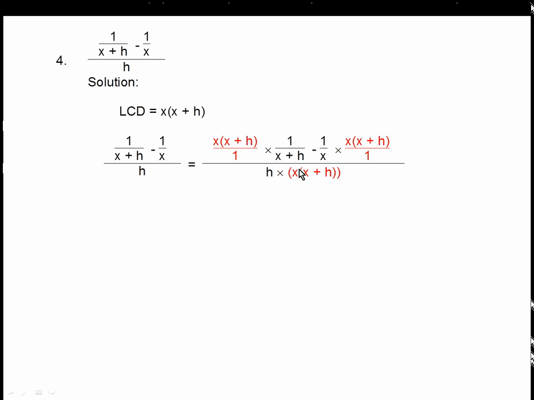Okay, let's do some canceling. X plus h cancels. X cancels. Okay, nothing cancels in the last one. In my numerator, I'll have x times 1 is x. So x minus x plus h. My denominator, I'll just leave it as hx times x plus h. Again, don't multiply this out. It's factored. You're going to need factors in order to cancel. So again, the numerator, x times 1 was x minus x plus h. Okay, drop the parentheses. So I'll have x minus x minus h all over hx times x plus h.